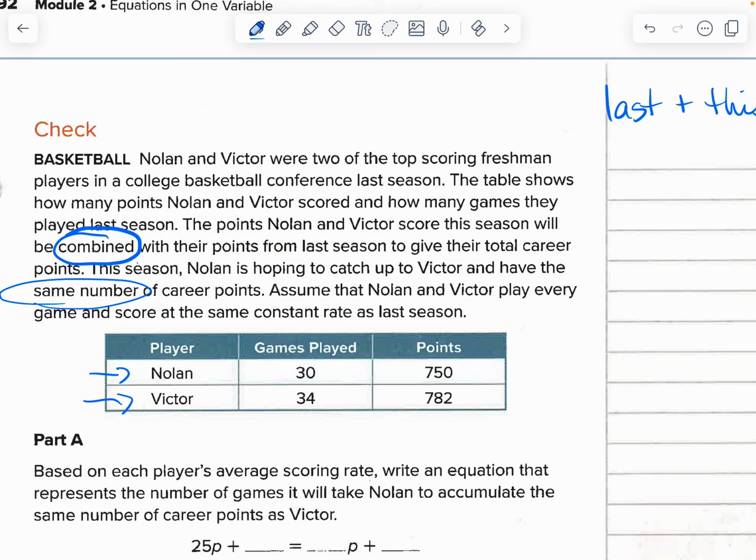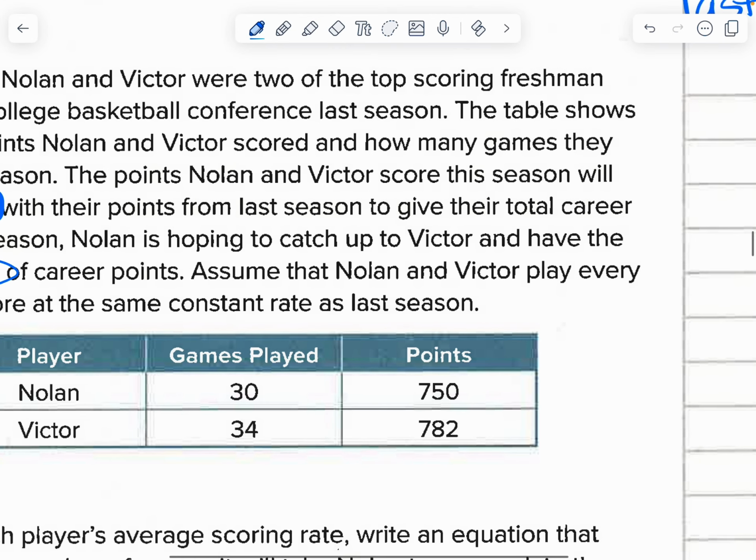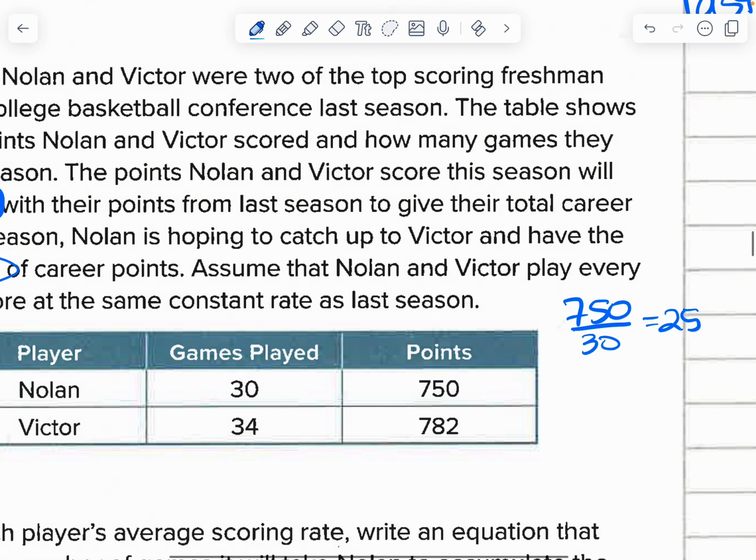Okay, here we go. So first things first, I need to know what Nolan's rate is. So I'm going to do 750 divided by 30. If I do 750 and I divide that, I'm going to get 25. Okay, then 782 divided by 34, that will get me the rate for Victor. So that would be 23.